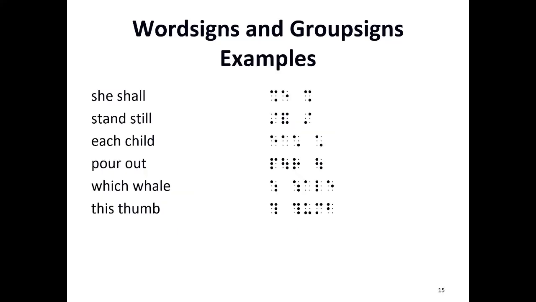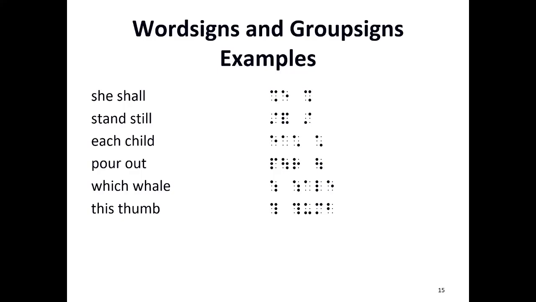So she, shall, here's that SH contraction I was just discussing. The Braille on the right is dots 1, 4, 6 again for the SH part of the word she, and then the letter E and space, and then that contraction again. That's 1, 4, 6, nothing after it. So that's standing all by itself. That means the word shall.